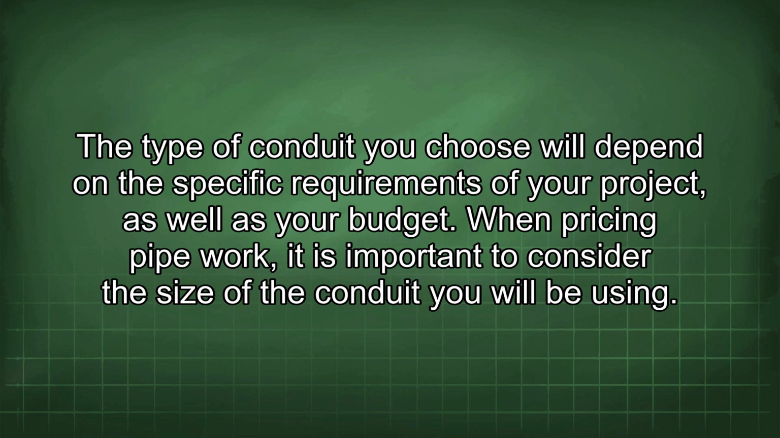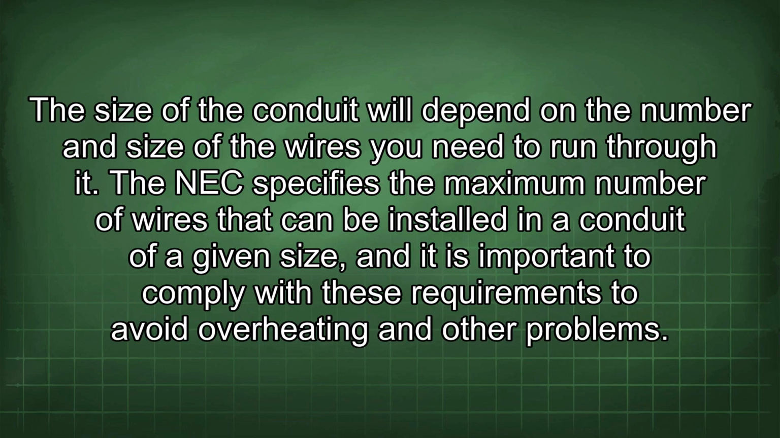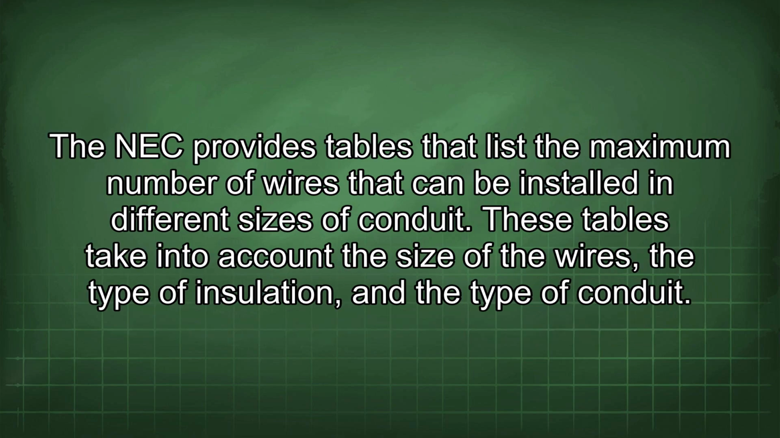When pricing pipe work, it is important to consider the size of the conduit you will be using. The size of the conduit will depend on the number and size of the wires you need to run through it. The NEC specifies the maximum number of wires that can be installed in a conduit of a given size, and it is important to comply with these requirements to avoid overheating and other problems. The NEC provides tables that list the maximum number of wires that can be installed in different sizes of conduit. These tables take into account the size of the wires, the type of insulation, and the type of conduit.